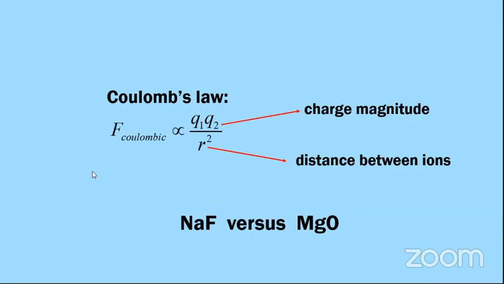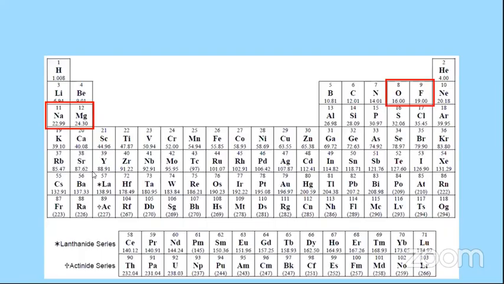Let's go to our periodic table and find these 4 elements. Now, sodium and magnesium are in the same period, and oxygen and fluorine are in the same period. In terms of size, sodium is a little bit larger than magnesium, and oxygen is a little bit larger than fluorine. So therefore, for sodium fluoride and magnesium oxide, there's not a significant difference in terms of size.